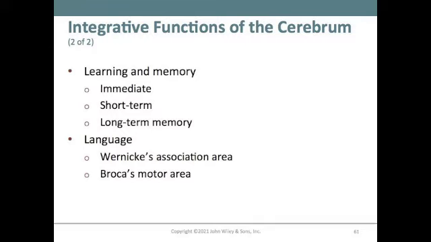Memory is the process by which information acquired through learning is stored and retrieved. There are two main types of memory: declarative memory and procedural memory. Declarative memory is the memory of experiences that can be verbalized, such as facts, events, objects, names, and places. Procedural memory is the memory of motor skills, procedures, and rules.